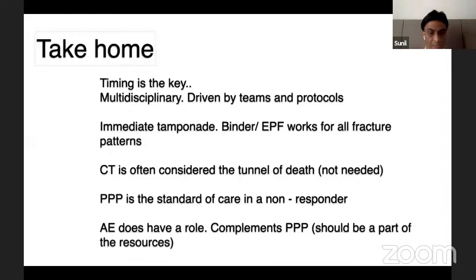Angioembolization does have a role as a secondary treatment modality. It complements PPP and should be a part of your treatment armamentarium.